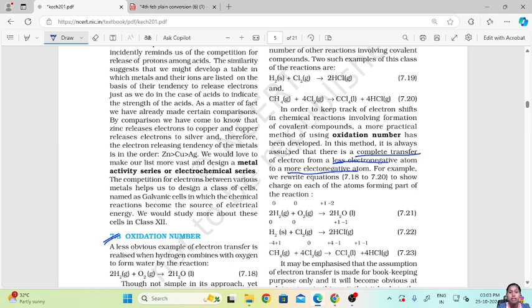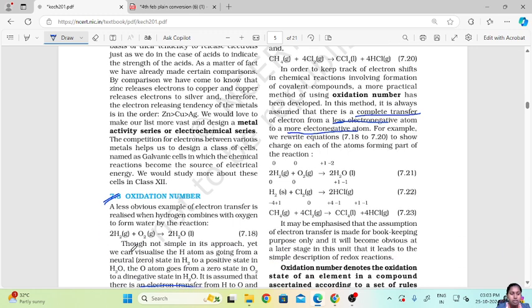For example, we rewrite the equations to show charges on each atom. Here we have written a simple reaction. Now we will write a reaction where we show charges on each of them. Hydrogen, as I already explained, initially was with zero charge, oxygen also with zero charge, but as both of them combine and form a water molecule, it is seen that hydrogen has a positive charge whereas oxygen has a di-negative charge, -2.